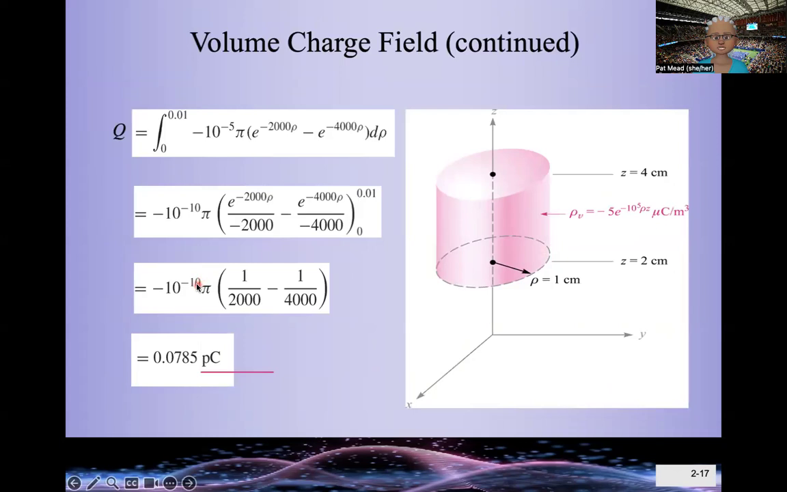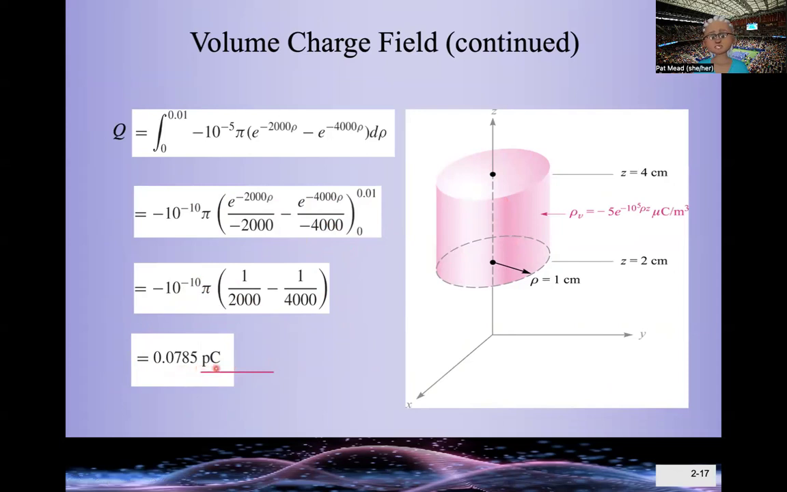So when we do that, we end up with an expression that looks like this. Again, we say that our rho is going to go from 0 to 0.01. We plug that in, and we end up with a final term for our charge. Our total charge within this little volume is going to be 0.0785 picocoulombs.